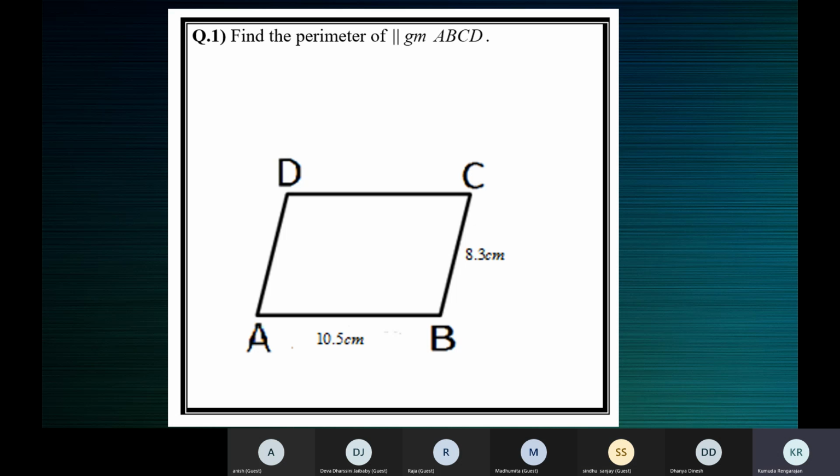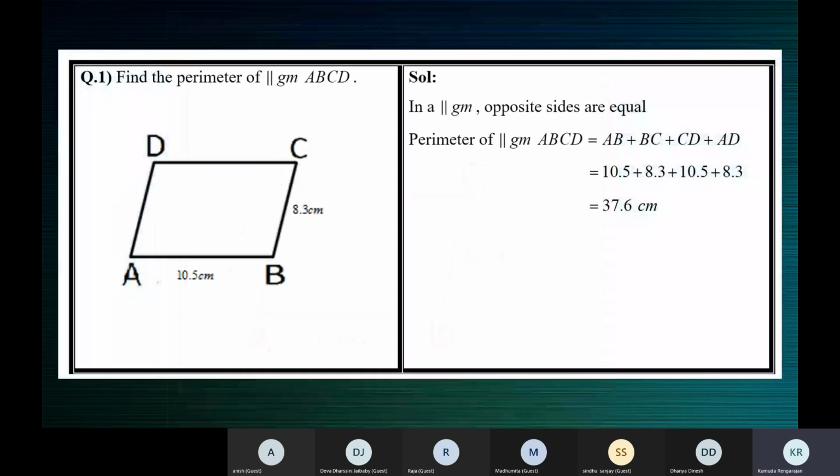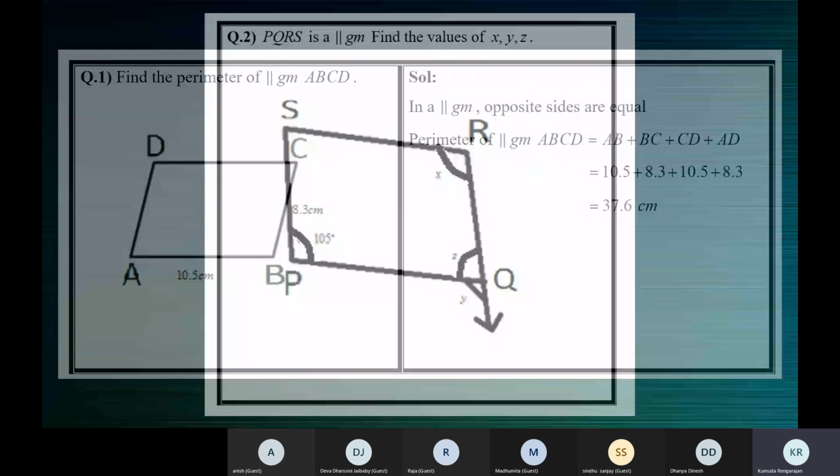Okay. Take a screenshot, children. You have the answer also here. The question along with the answer. You may complete it later. Take a screenshot. Excuse me. Done, children? Yes, ma'am. Okay. Let's see the next one.